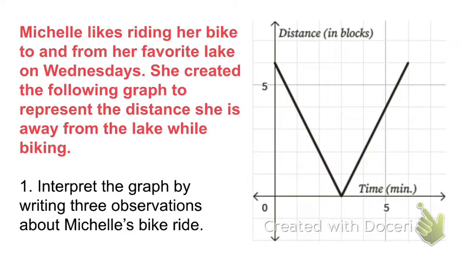Elijah, you had some other small observation on there. Do you mind sharing one of yours? I just said at 0 minutes he's at 6 blocks. At 0 minutes, he's at 6 blocks. Are we all good with that? Yes. Okay. There's some key information there.